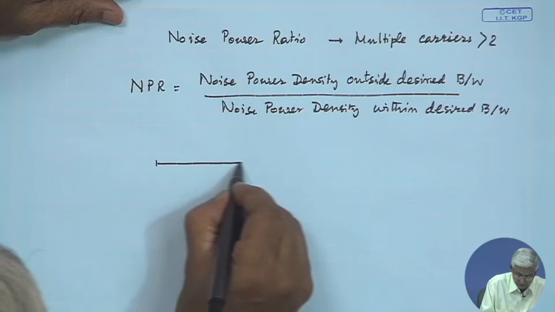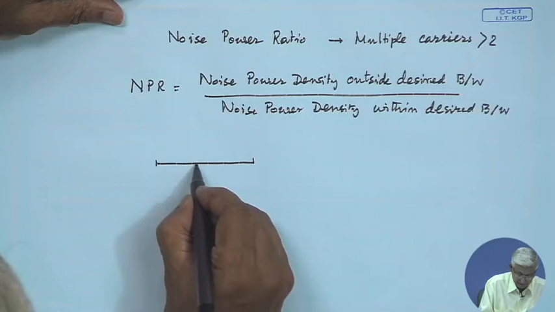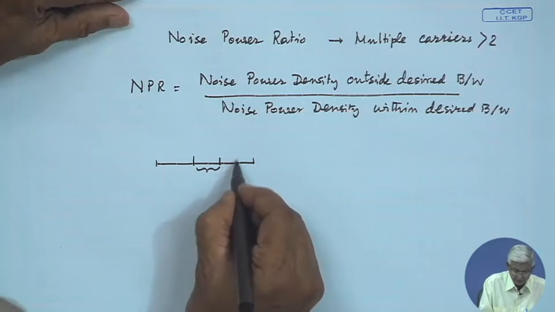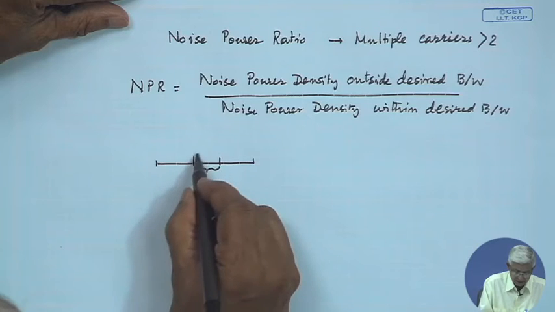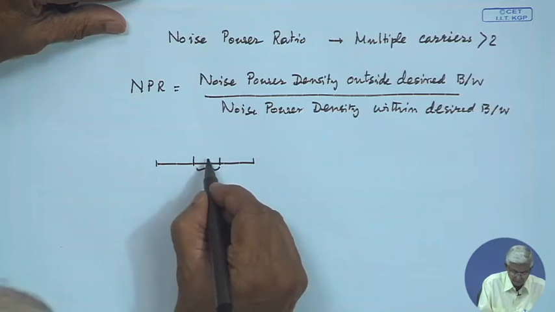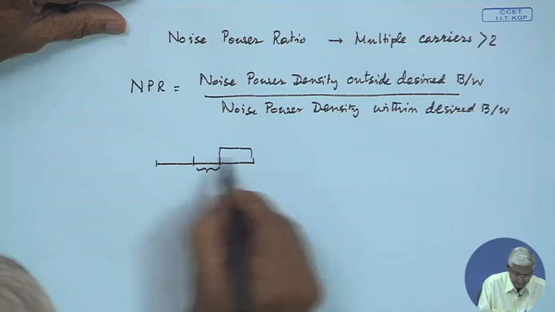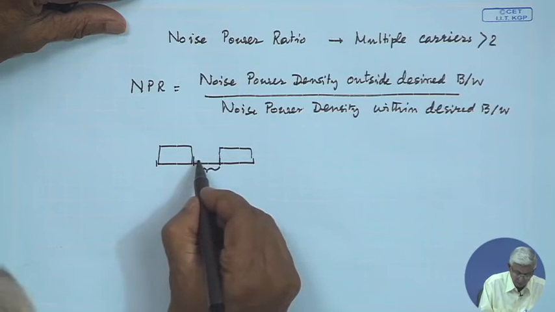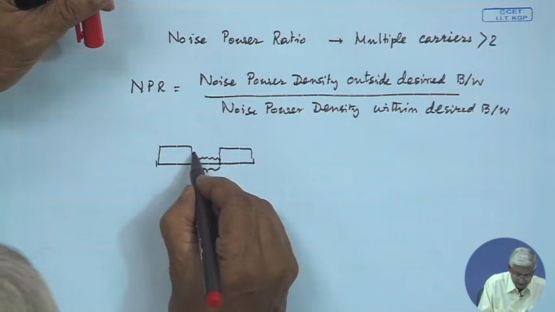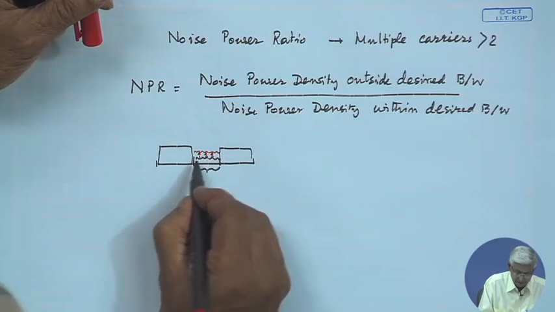Let us say over this band our operation is going on, many carriers are placed, and in a particular area we want to see what is the effect of other carriers falling into this. Here is my interest. So here is my actual operating carrier, and on that how much noise is falling over this. So noise power density outside this and noise power density which is falling into this. Initially there is a noise power density and it will increase because of this intermodulation. So it is a measure.